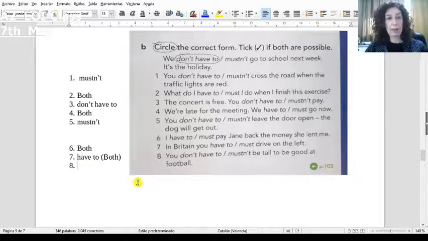And number 8, you don't have to be tall or you mustn't be tall. ¿Está prohibido ser alto para ser bueno en fútbol? ¿No te dejan participar? No. There is no need. No es necesario ser alto. Si eres bajito también puedes participar. Entonces es que no hay necesidad. Don't have to. Clear? Yeah?